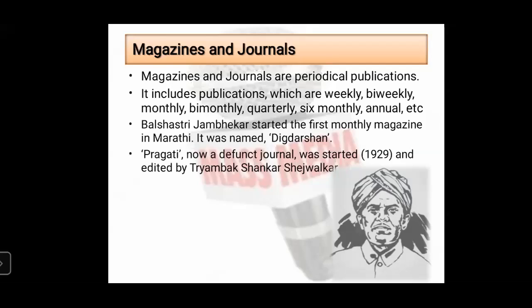Among the periodicals, Pragati, now a defunct journal, was started in 1929 and edited by Trayambak Shankar Shizwalkar. He wrote regularly in a historiographical journal. So here, Digdarshan was the first Marathi journal, magazine, and Pragati was the defunct journal which was started in 1929. Again, that is before independence.